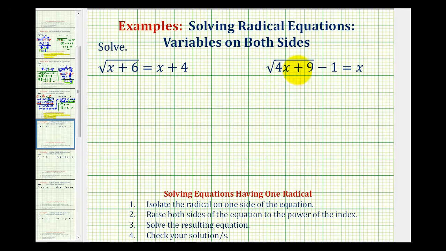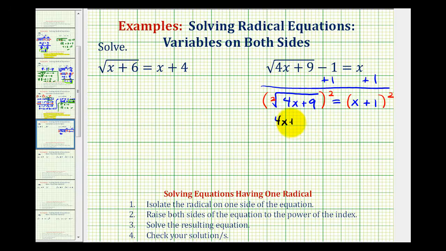We want to isolate the square root of the quantity 4x plus 9. So the first step here is going to be to undo this minus 1 by adding 1 to both sides of the equation. So we'll have the square root of 4x plus 9 equals x plus 1. And now because we have a square root with an index of 2, to undo this square root, we'll square both sides of the equation. So on the left side we just have 4x plus 9, and on the right side we have the quantity x plus 1 times the quantity x plus 1.